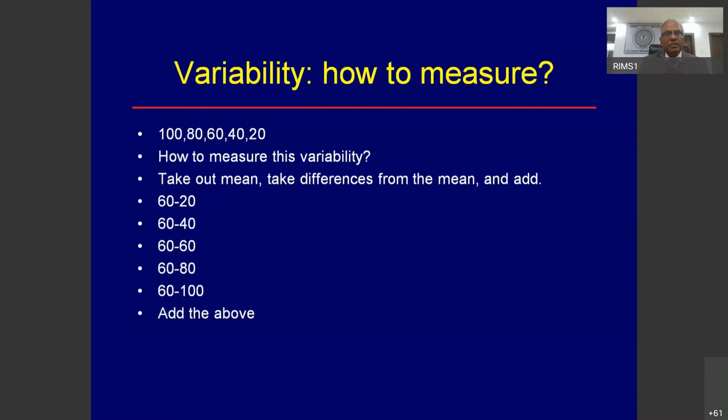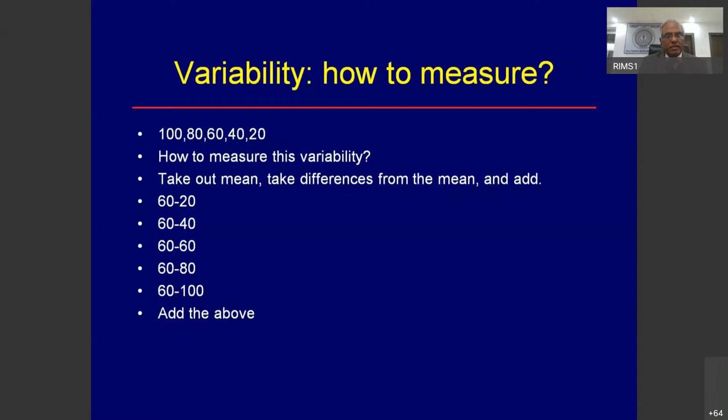And they started taking differences from the mean. So 60 minus 20 is 40, 60 minus 40 is 20. So it becomes 60. The third one is 0, so it remains 60. 60 minus 80 is minus 20. And 60 minus 100 is minus 40. So again, it becomes minus 60.